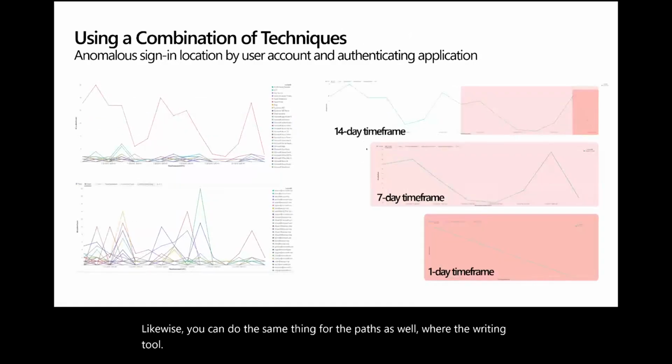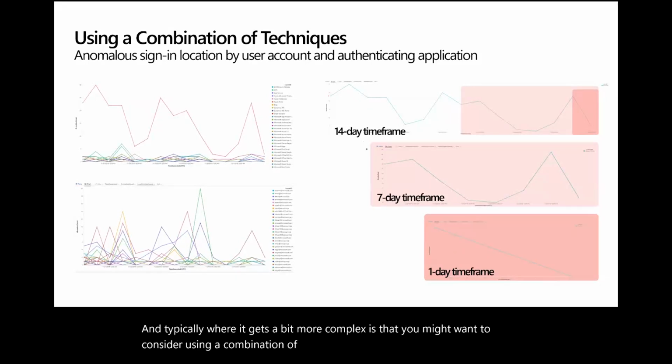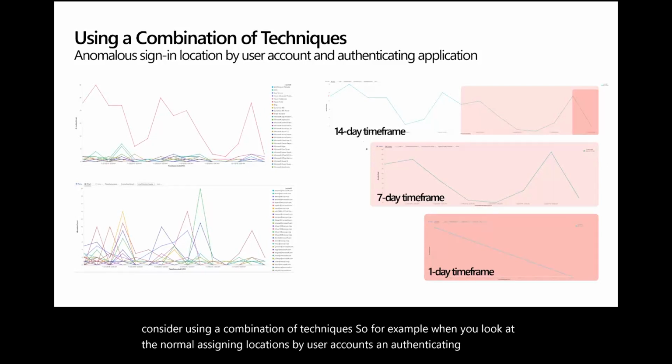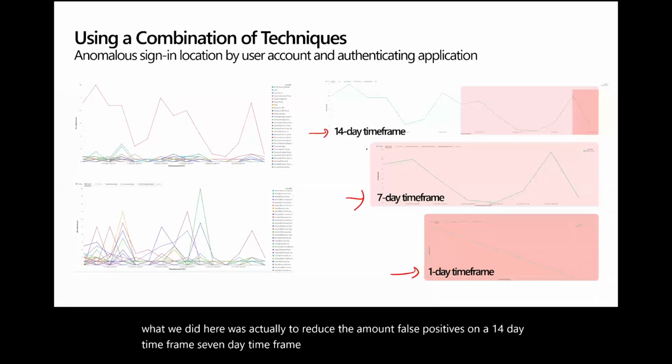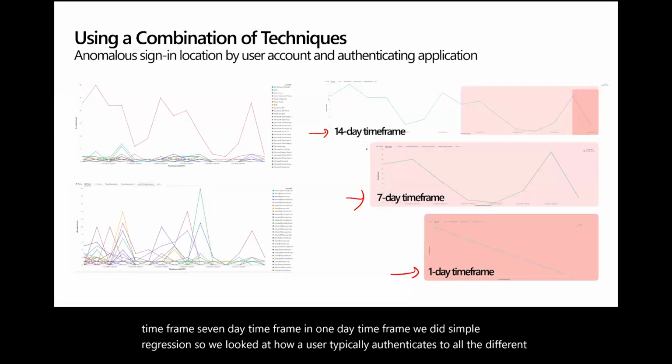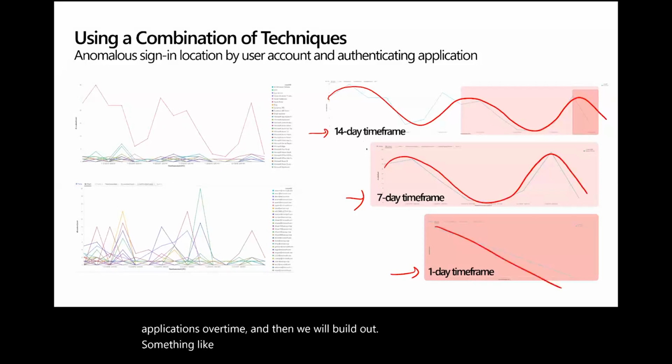And typically, where it gets a bit more complex is that you might want to consider using a combination of techniques. So for example, when we look at anomalous sign-in locations by user accounts and authenticating applications, what we did here was actually to reduce the amount of false positives. On a 14-day time frame, 7-day time frame, and 1-day time frame, we did simple regression. So we looked at how a user typically authenticates to all the different applications over time. And then we will build out, for example, something like that, something like that, and something like that.